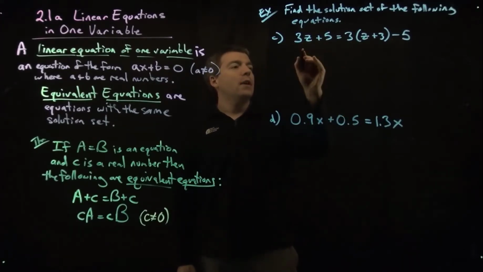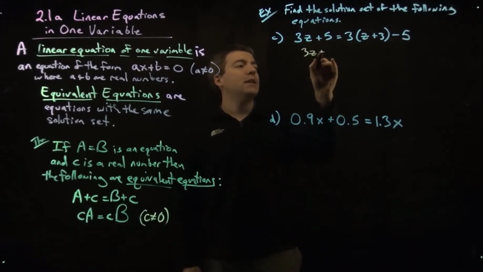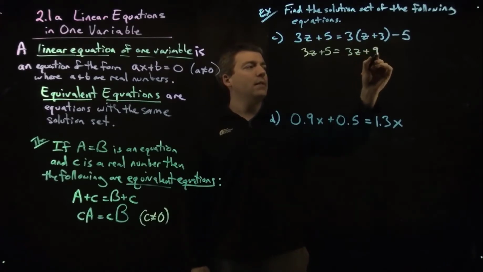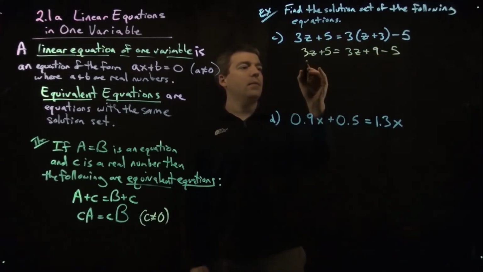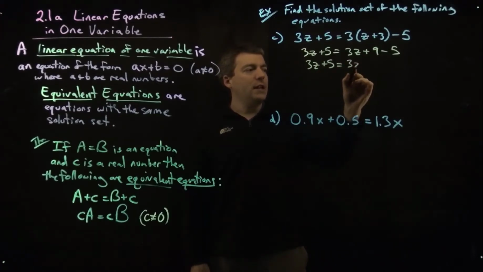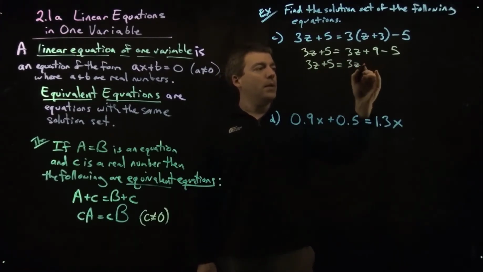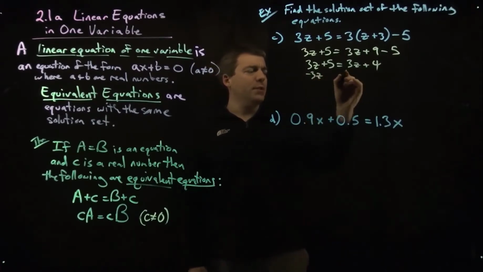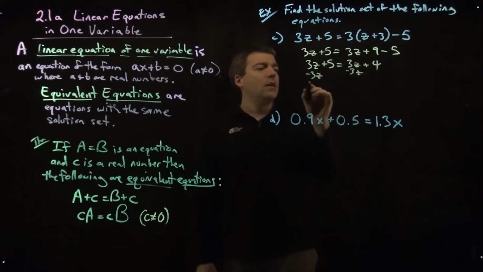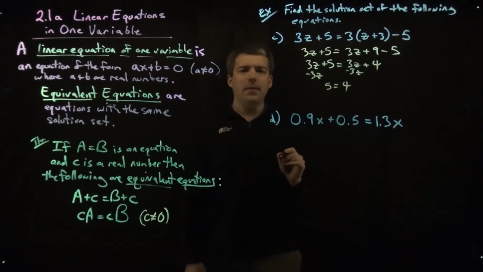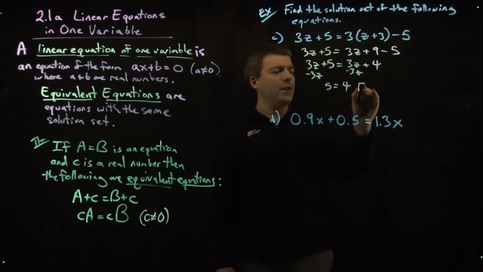So we have 3z plus 5. We'll distribute the 3, so 3z plus 9 minus 5. We have 3z plus 5 equals 3z plus 4. We can subtract 3z from both sides. If we do that, we get 5 equals 4. Now, 5 does not equal 4. This is false.